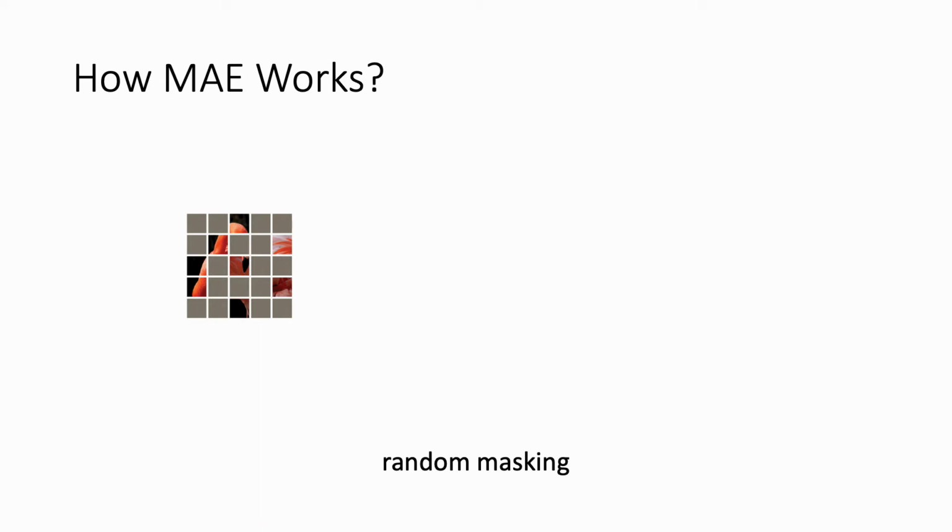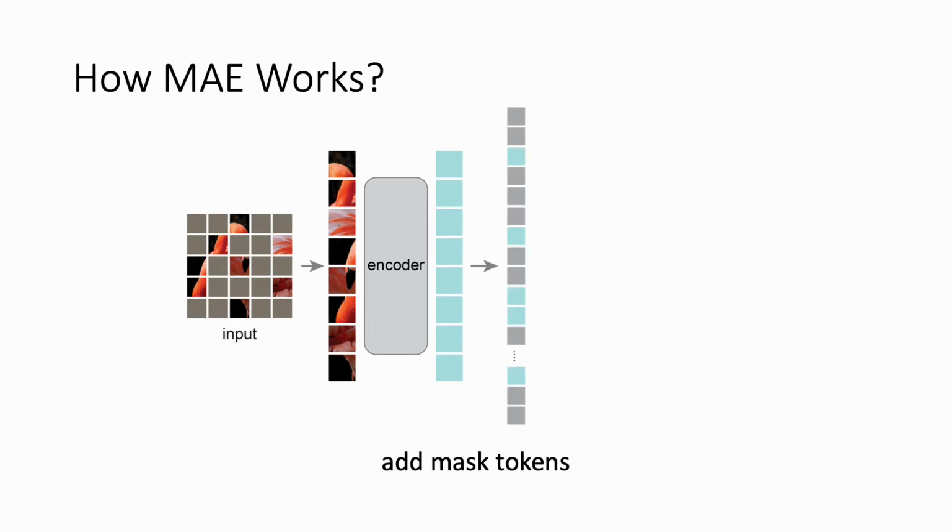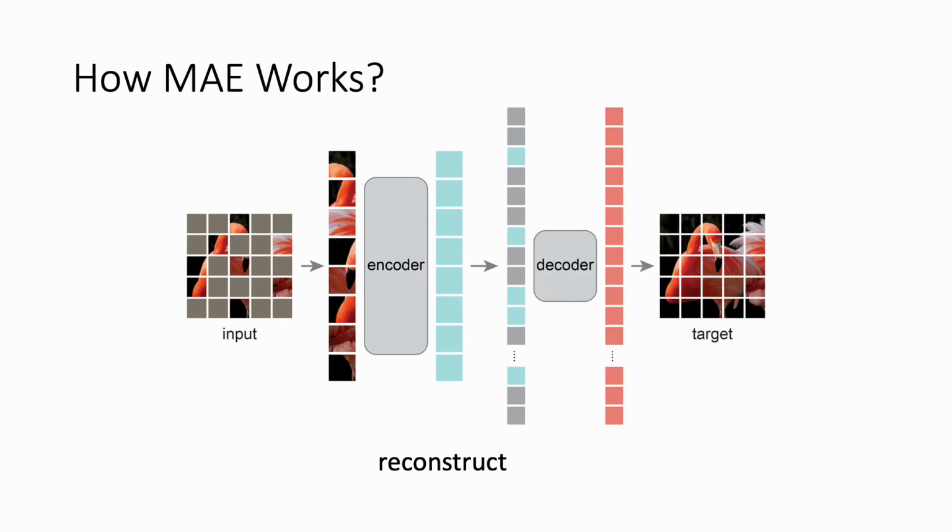So how does MAE work? Given an image, we first divide it into patches and then perform random masking. We only keep the visible patches and feed them into an encoder, which will encode patches into a sequence of embeddings. Then, we pad mask tokens to the sequence so that it is full sequence length again. Finally, we use a decoder to reconstruct the input image from the sequence and train the model with mean squared error. Despite the simplicity, MAE works really well.